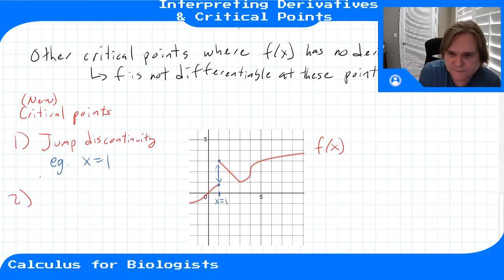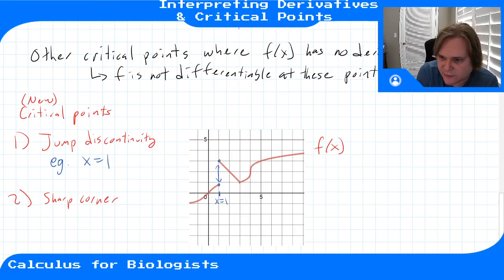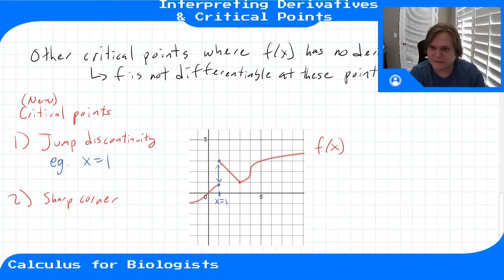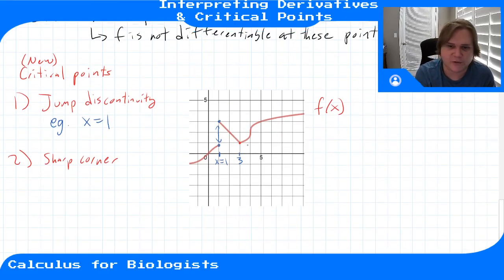Another one would be a sharp corner, a cusp. That would be right here. You can see this is coming in with constant slope, and then abruptly it shifts to this other curvier function. This happens at x equals 3. Here's where you have a corner. The derivative on one side might be one thing, and the derivative on the other is a different function. Those values wouldn't agree, so there's no definable derivative at this point. So where there's no derivative, we call that a critical point because our function has no derivative value there.